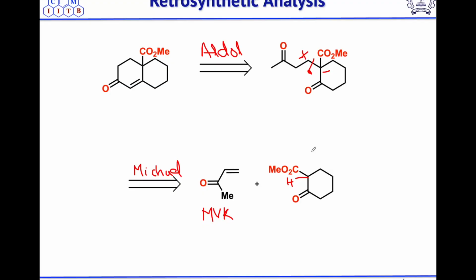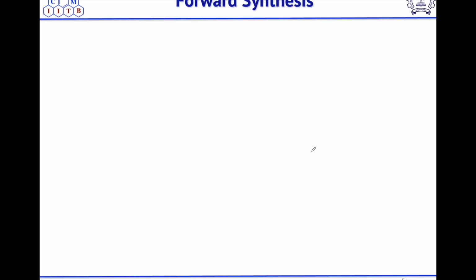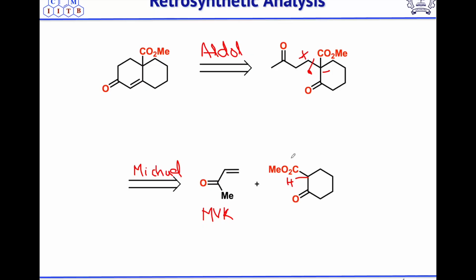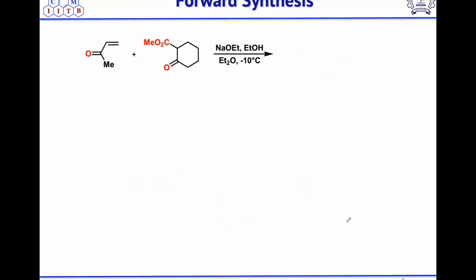So now we will see the corresponding forward synthesis for this molecule. Right. So forward synthesis. We have to take this active methylene compound and methyl vinyl ketone, and we have to treat this compound with base. Okay, this is the base, sodium ethoxide in ethanol.